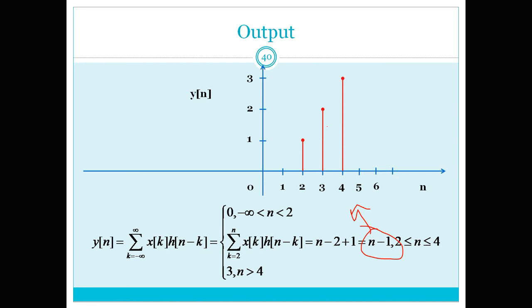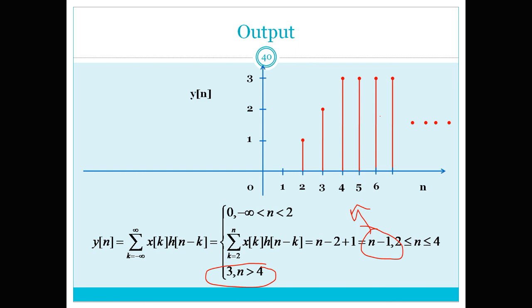At n equal to 4, 4 minus 1 will be 3. At n equal to 5, same value. Then it will come to the third level, this part. If n is greater than 4, it will be 3. All values will be 3 only, like this. In this way, we need to solve the problem.